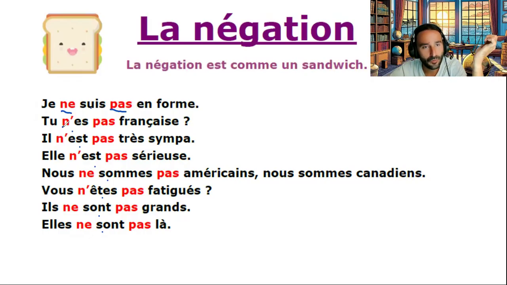But maybe you noticed why this one is n apostrophe: because the verb begins with a vowel. Okay, that's why the ne transforms into n apostrophe. That's the only difference. This one no, because it starts with S, this one also, and this one also.